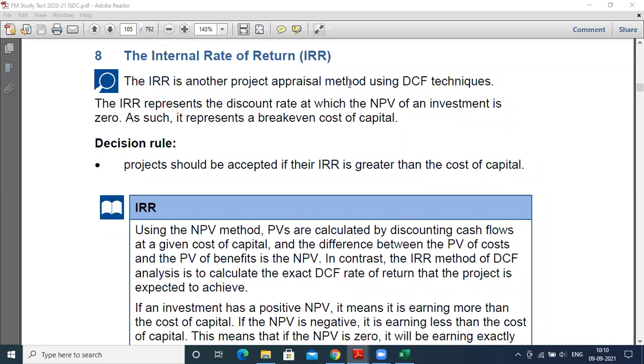So the main objective is whether the project is capable of giving the cost of capital, so that at least we can recover the cost of capital which we borrowed for starting the project. This is the introduction to internal rate of return. IRR can also be known as the break-even return. It is the point at which we get neither a positive NPV nor a negative NPV. I hope the introduction is clear.